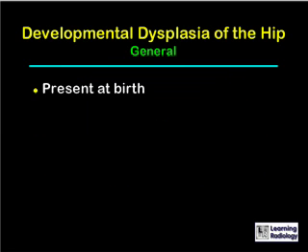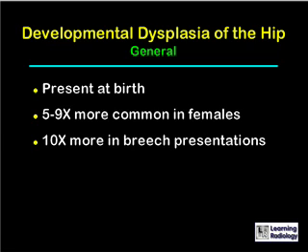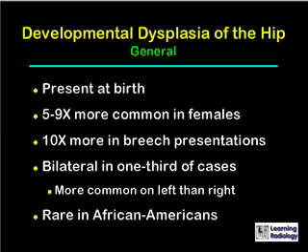Developmental dysplasia of the hip, also called congenital hip dysplasia or congenital hip dislocation, is present at birth. It's 5 to 9 times more common in females and 10 times more common in babies born by breech presentation. It is bilateral in about a third of cases, and when it is unilateral, it's more common on the left than the right. It is much more common in Caucasians and rare in African Americans.